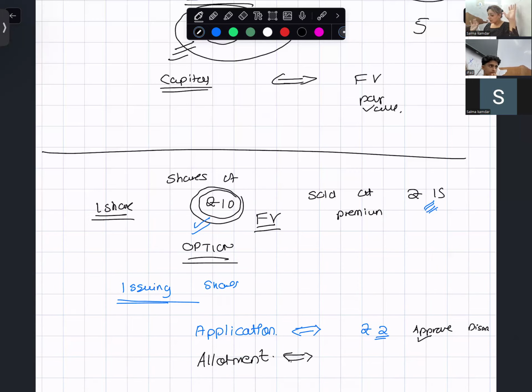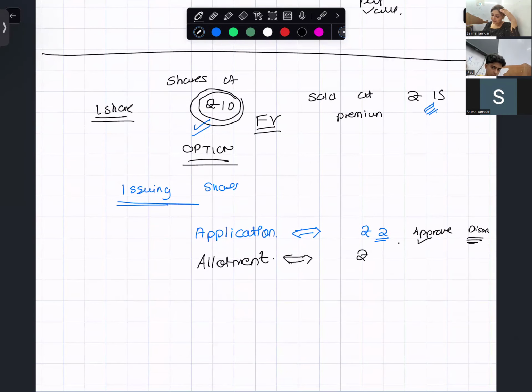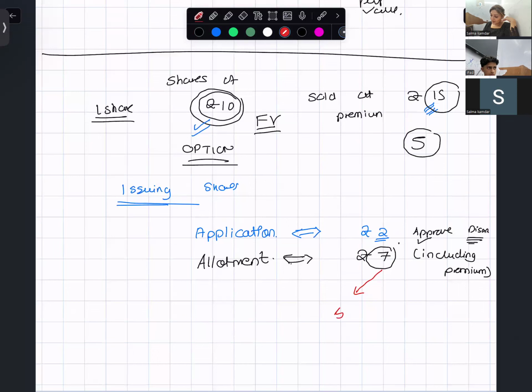Are you with me? When can you disapprove the application? On oversubscription. If people have applied extra, I cannot give all the shares. Okay. So if I approve, I will ask you to pay me the allotment money. Say I ask them to pay the allotment money of rupees 7, including premium. Okay, just understand this concept. What was my premium money? 5. My premium was 5. That means in this allotment, what is the money that would go towards share capital?